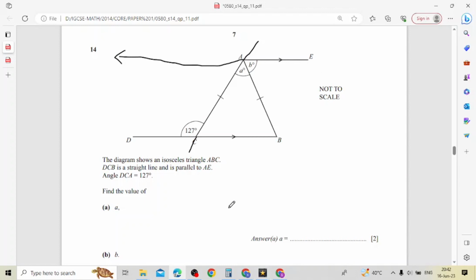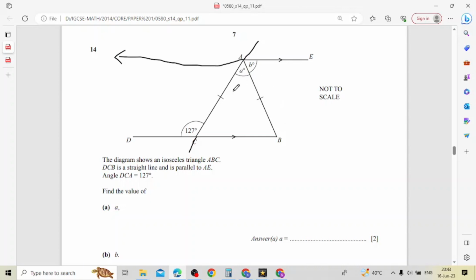Okay, so this one, 127 and 127, these two are equal. This total A plus B is 127 since they are opposite angles. Here you see angle DCA is equal to 127 degrees. Find the value of A. What we have are the details here.